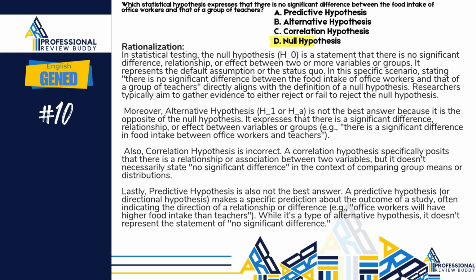Lastly, predictive hypothesis is also not the best answer. A predictive hypothesis, or directional hypothesis, makes a specific prediction about the outcome of a study, often indicating the direction of a relationship or difference, e.g., office workers will have higher food intake than teachers. While it's a type of alternative hypothesis, it doesn't represent the statement of no significant difference.